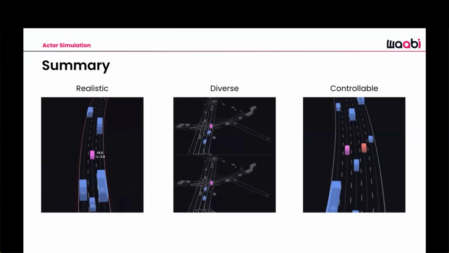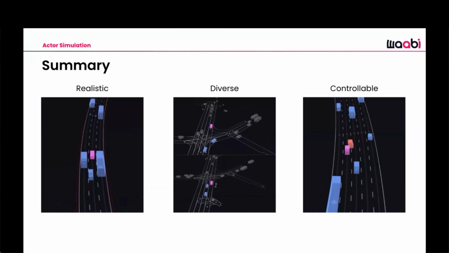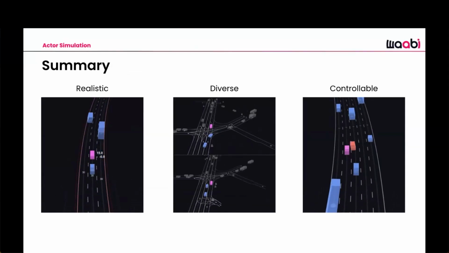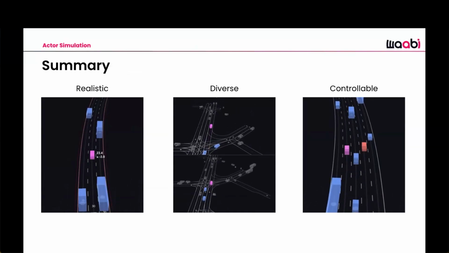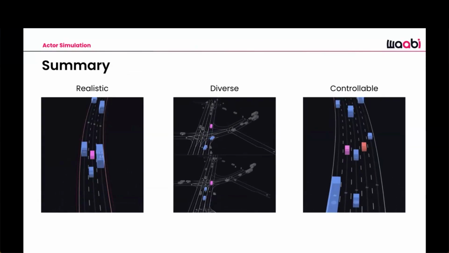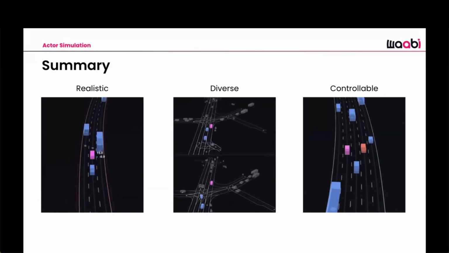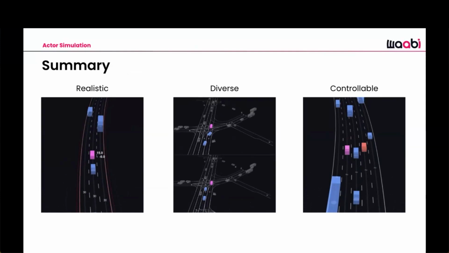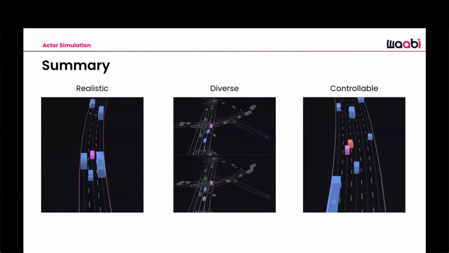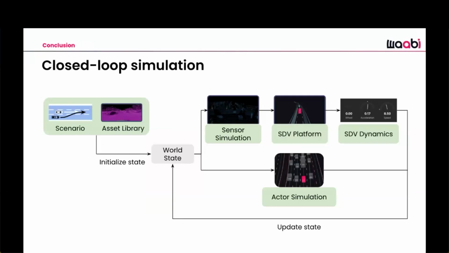And that concludes our whirlwind tour of actor simulation. So in summary, we've provided a high-level overview of recent work in actor simulation, focusing in particular on diversity, realism, and controllability. And hopefully this was helpful in giving you an overview of the problem and maybe some of the open questions that remain. And last but not least, I just wanted to take a step back and see how everything fits back together within the full closed loop simulation system.